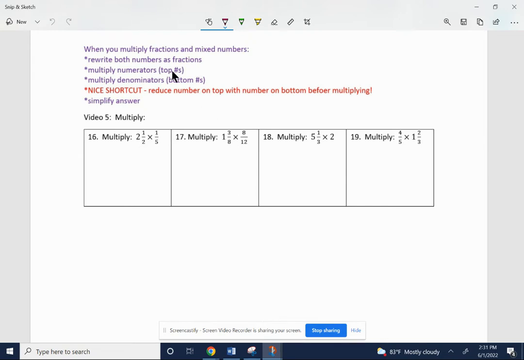Then you multiply the tops, multiply the bottoms, and simplify. Notice I said nothing about a common denominator. You do not need a common denominator.